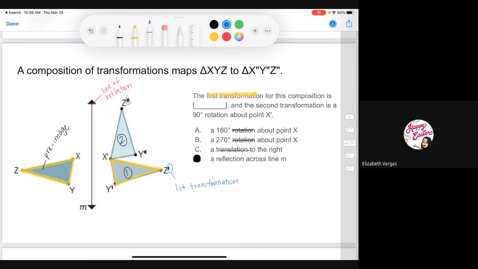And if you see 2, then that is your image after your second or final transformation. If you have 2 only. Okay. Any questions about this? Okay.